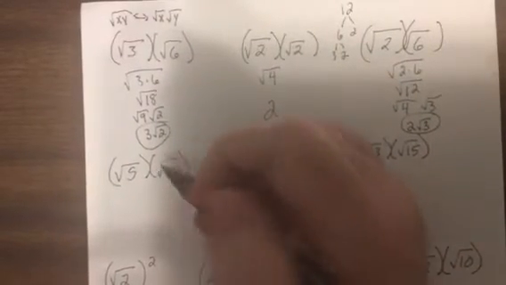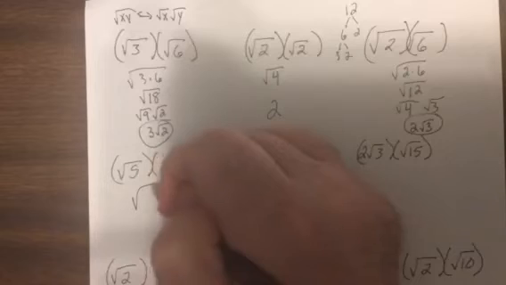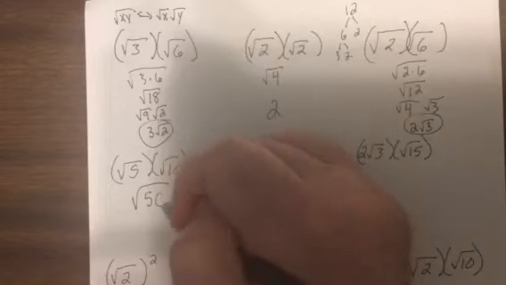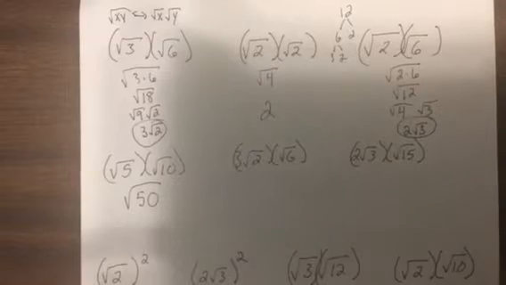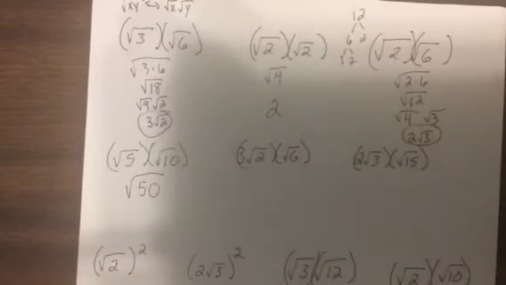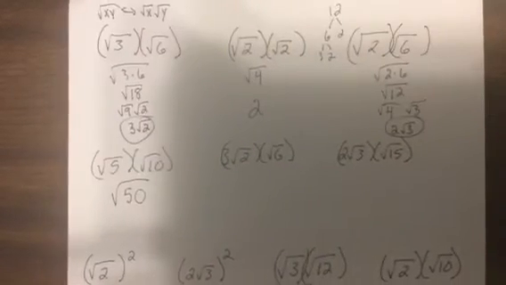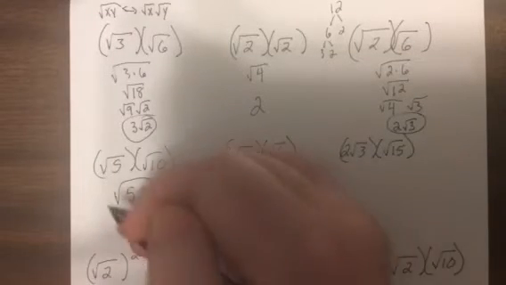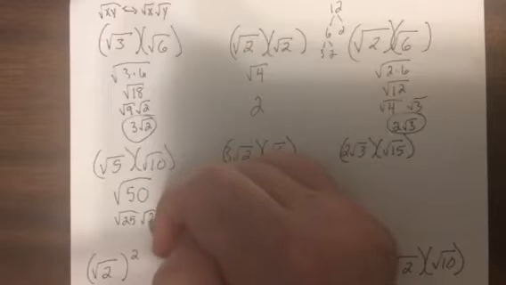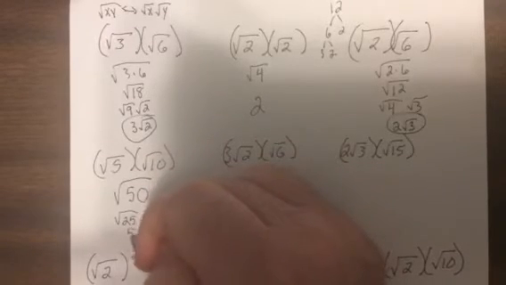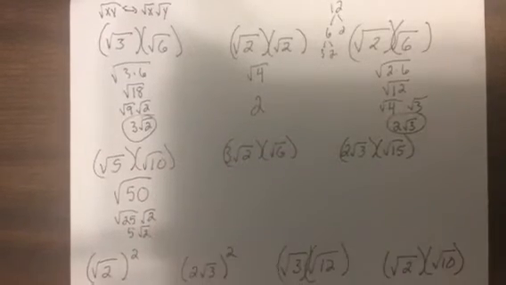Square root of 5 times square root of 10. Now I'm going to skip a step and just multiply them. Then what perfect square goes into 50? Now, if it ends in 5 or 0, always check 25. Maybe, may not, but this is 25 and 2. So that would be 5 square root of 2.